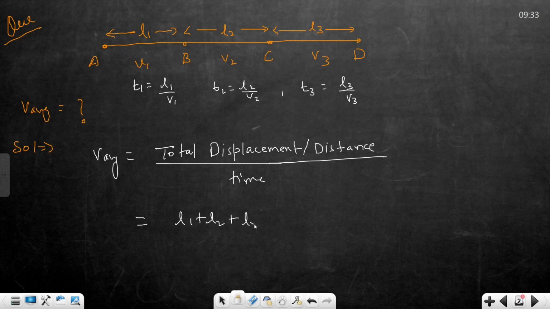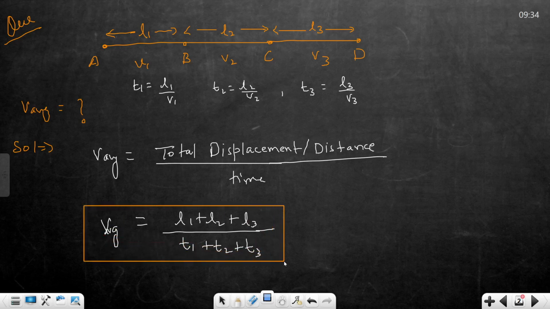So simple, average velocity will be L1 plus L2 plus L3, the total length. Is there any lag on the screen? Any lag? No sir. And total time will be T1 plus T2 plus T3. That's about average speed. Okay. Simple. इसे नोट कर लो.